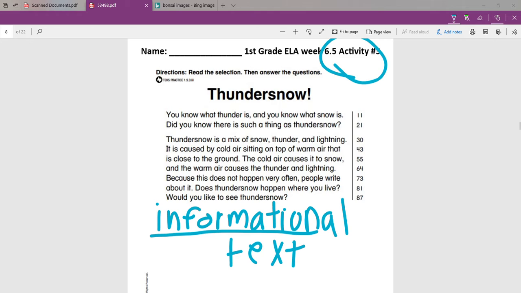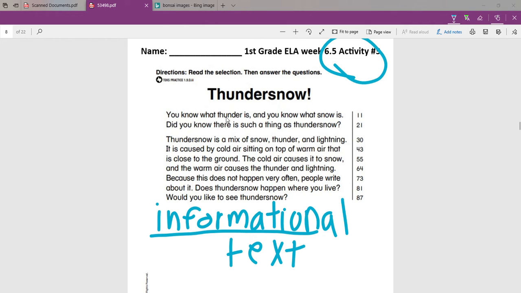Esta selección es informativo porque nos va a dar mucha información. It's going to give us a lot of facts. And it's going to be about something called a thundersnow. I don't think I've ever heard of a thundersnow. Let's read and see what this is about.